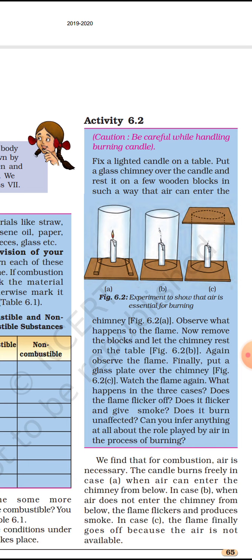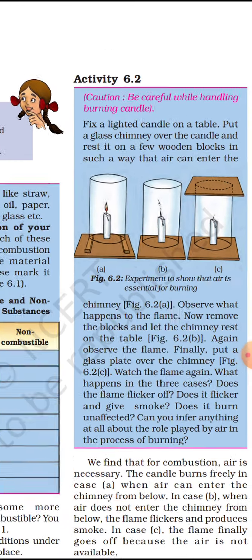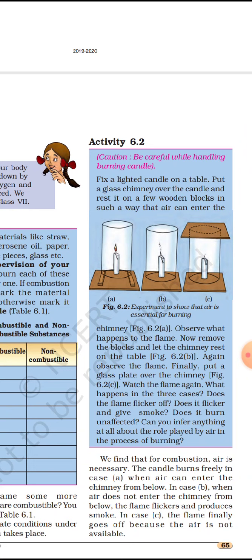What happens? Again, can you observe the flame? Finally, you put a glass plate over the chimney. Watch the flame again. What happens? Does the flame flicker off? Yes, we find that for combustion, for burning, we need air. The candle burns freely in case A because the air can move easily. But in case B, when air does not enter the chimney from below, the flame starts to flicker and produces smoke. In case C, the flame finally goes off because air is not available at all.